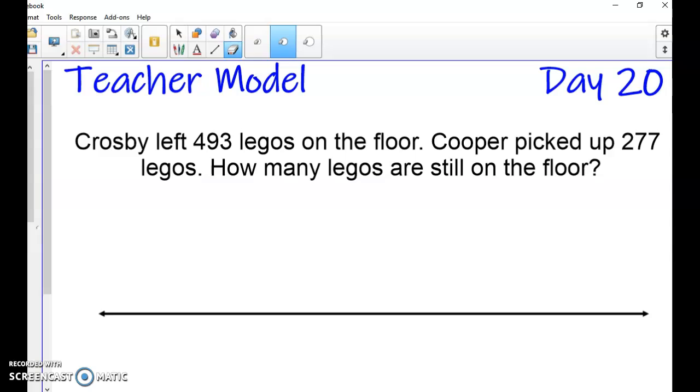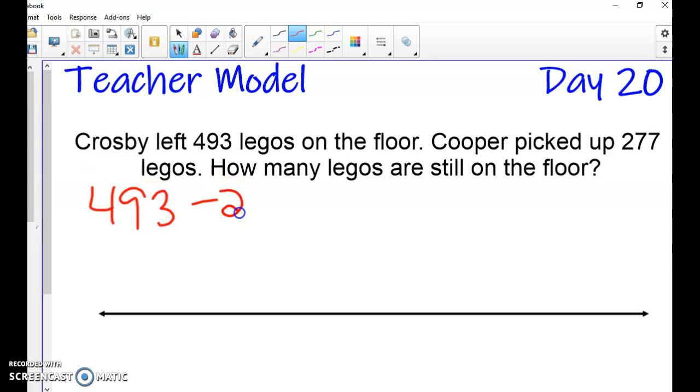All right, our first teacher model problem says Crosby left 493 Legos on the floor. Cooper picked up 277 Legos. How many Legos are still on the floor? So I need to write my equation. 493 minus 277. So just like I showed you yesterday, we're going to start at the end of our number line and we're going to start from the biggest number and count back.